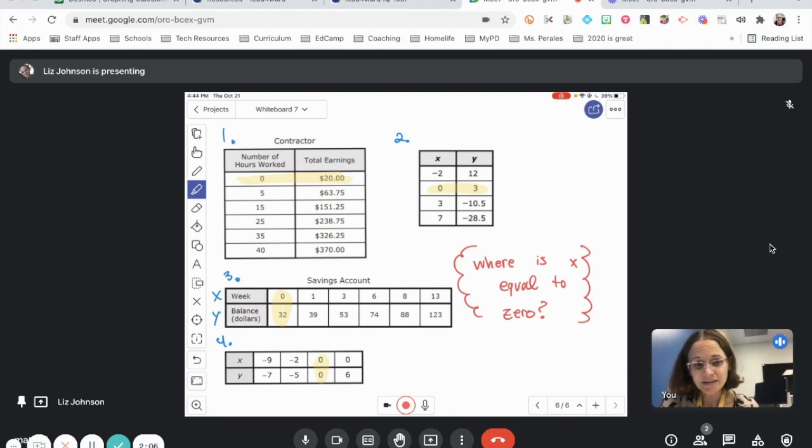So when you're looking at a table, if you can find where x is equal to 0, you have found the y-intercept. That's where that graph would cross the y-axis if you were to plot it.